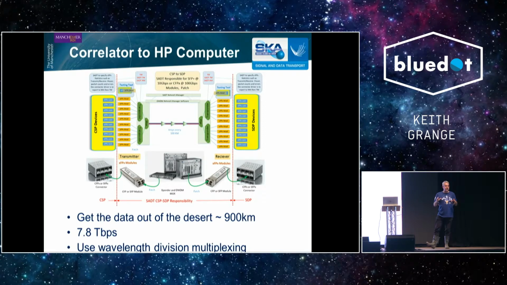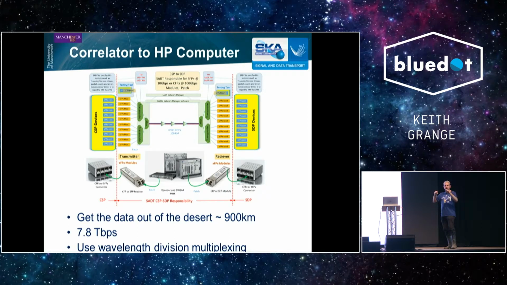The next challenge is to get this 20% of an internet out of the desert. And here the challenge is, it's all going in the same direction, so that's good. But we've got a huge volume of data, this 7.8 terabits per second. And the thing that we're going to use here is, again, optical fiber.